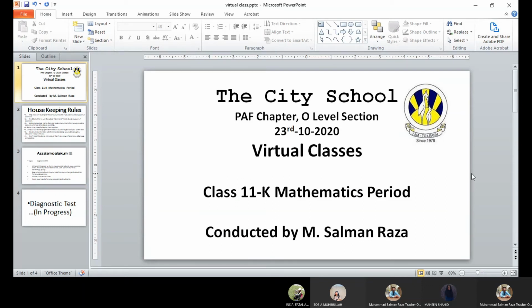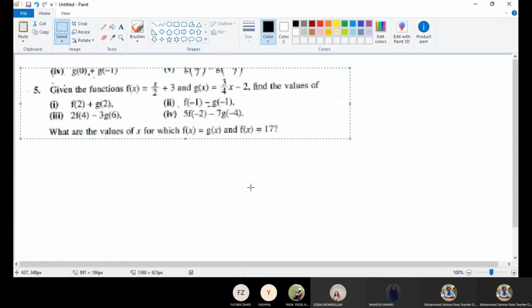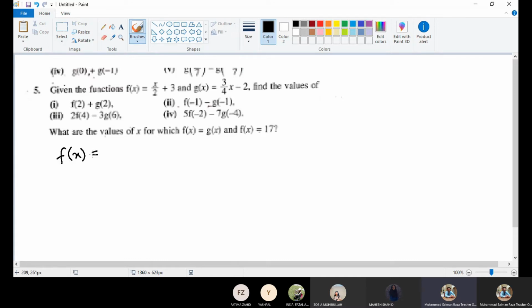It's 11K sitting here right now and we'll be starting today's class with the functions. Now, how to solve this thing? So, in the question you can see that the function f is mentioned as f of x equals x upon 2 plus 3, and the function g of x is 3 upon 4x minus 2.